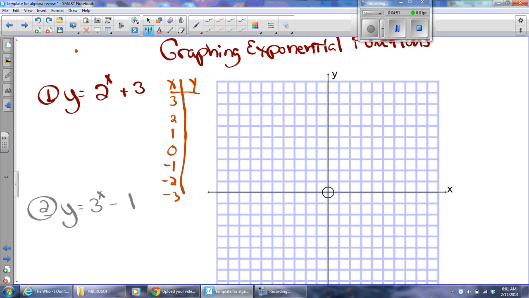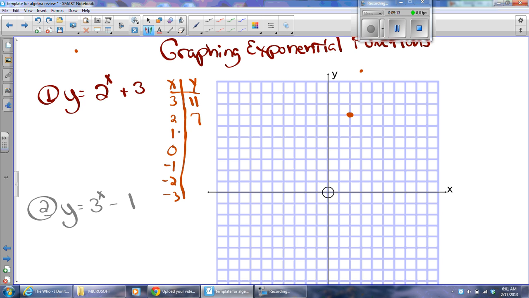Okay. So when I put 3 in, I'm going to get 2 to the third, 8 plus 3 is 11. So 3, 11 actually goes off my graph, but only by a little bit, so that's okay. All right, 2 to the second is 4, plus 3 is 7, so 2 goes to 7, which is right there.